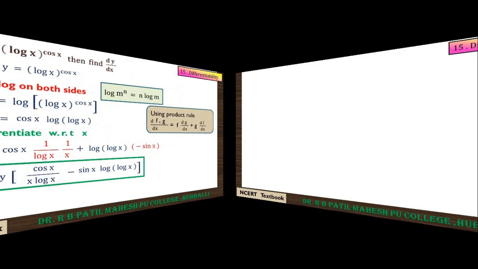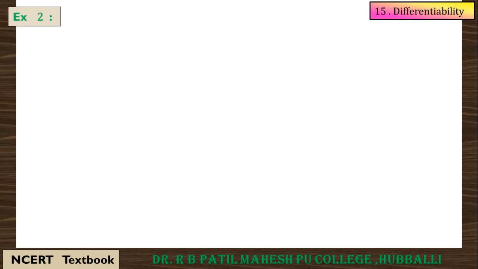So now next go for another example. If y is equal to (log x) to the power x plus x raised to log x, then find dy by dx. In this example, we have addition of two functions. So in this case, we cannot take log directly to the entire function. Remember, whenever the given example is a sum or difference of two functions, we cannot use log on both sides directly.